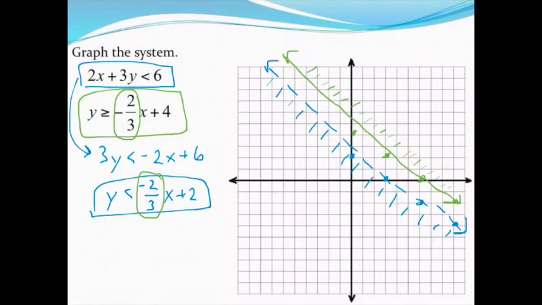So in this case, I do have another example of no solutions. The lines don't intersect, but that's not why it's no solution. The shading doesn't overlap anywhere. That's why this is no solution.